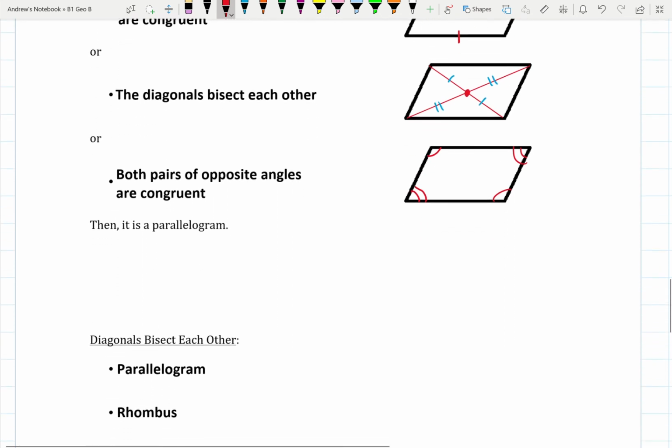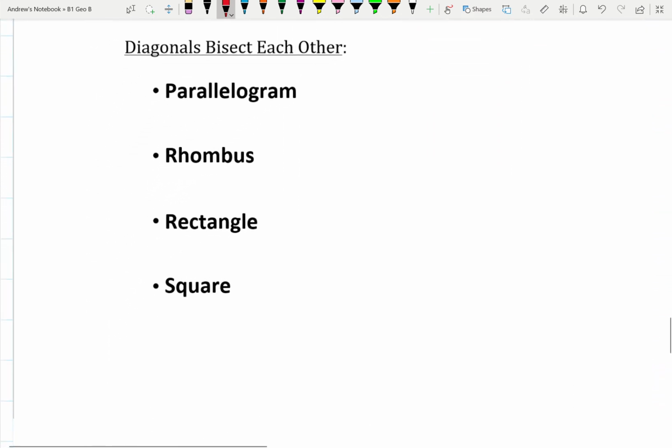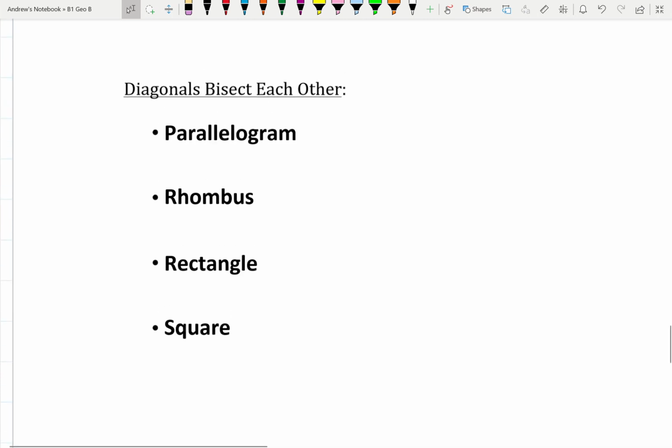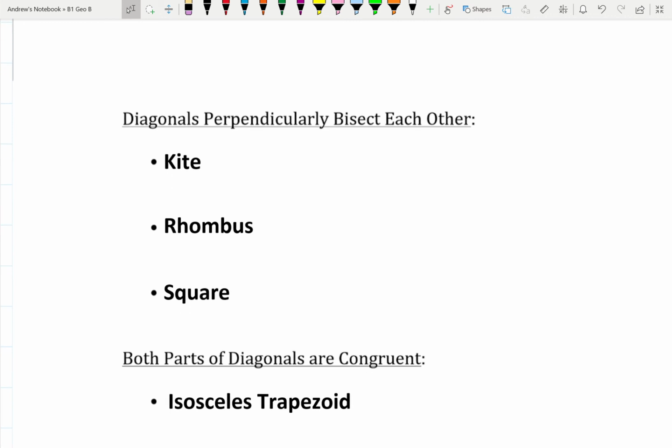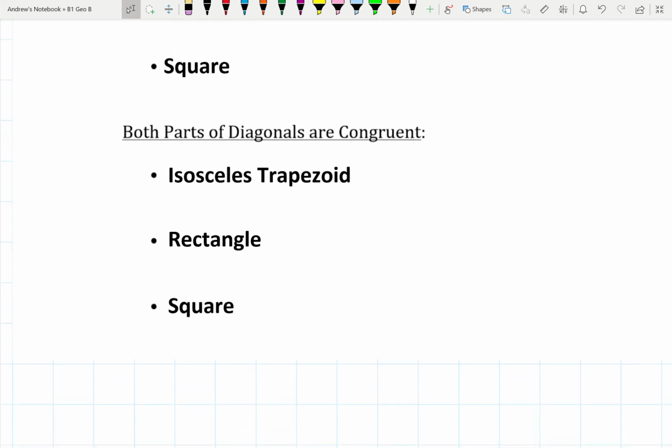Down at the end of here, it's kind of a little bit of a recap of the video that Miss KB did on the quadrilateral family tree. You're going to have that the diagonals bisect each other in parallelograms, rhombuses or rhombi, whatever the plural is, rectangles, and squares. So these are all the types of quadrilaterals where the diagonals will bisect each other. The diagonals are going to perpendicularly bisect each other in kites, rhombuses, and squares. We're going to know that both parts of the diagonals are congruent in isosceles trapezoids, rectangles, and squares.